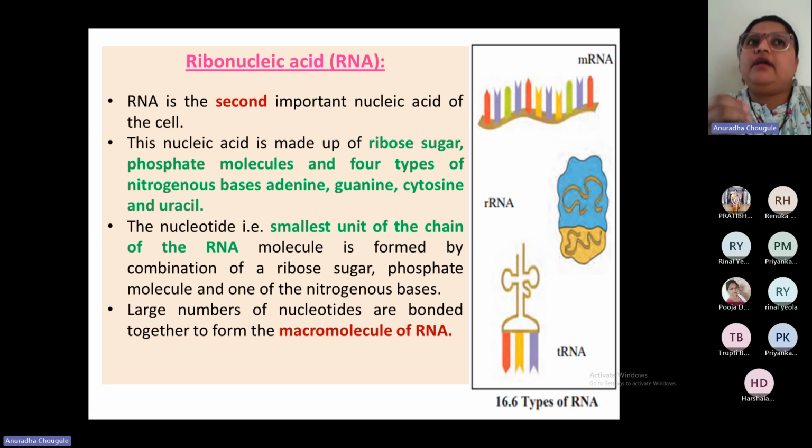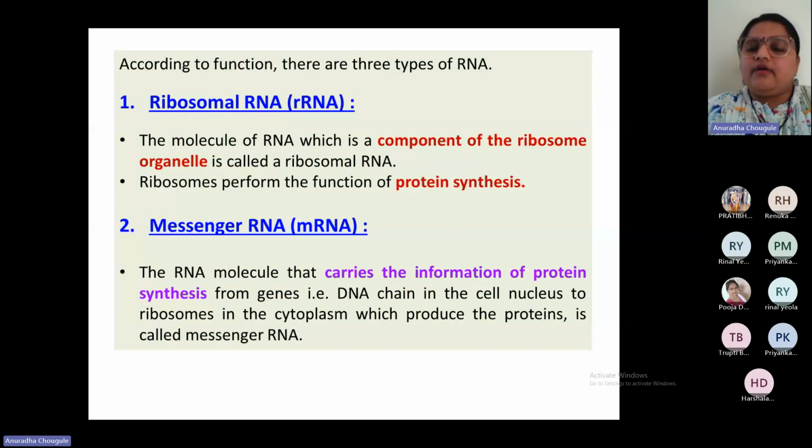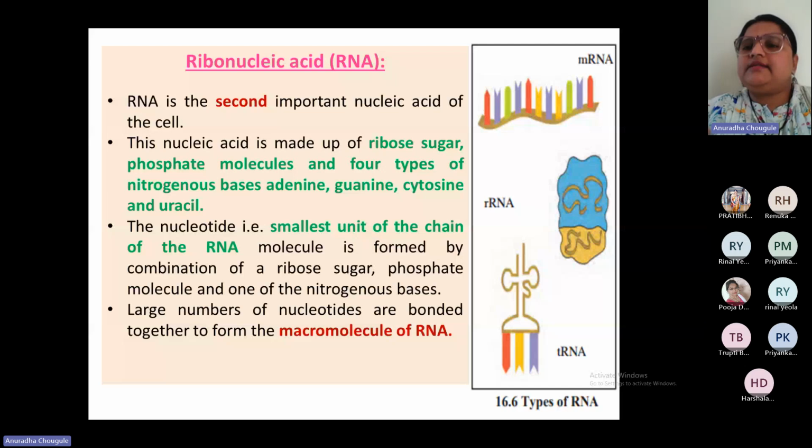Whatever information is present on the DNA is transferred for the protein synthesis through the mRNA. Okay, that's why it is called messenger RNA. So the information for protein synthesis is carried by this mRNA from the nucleus to the cytoplasm, and in the cytoplasm the next process of protein synthesis is carried out.